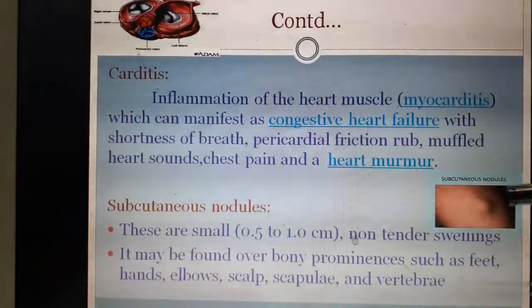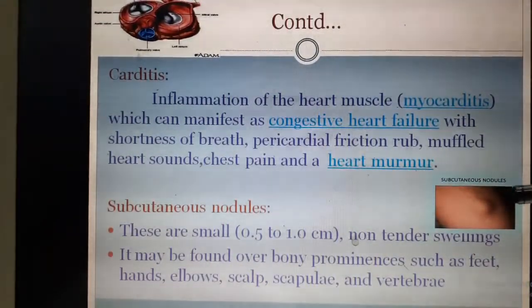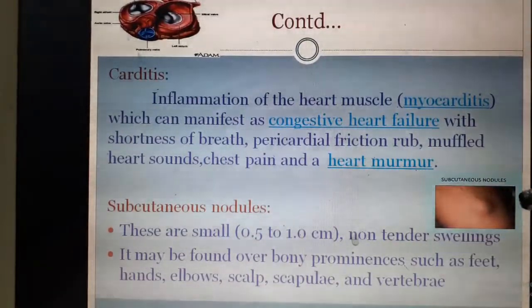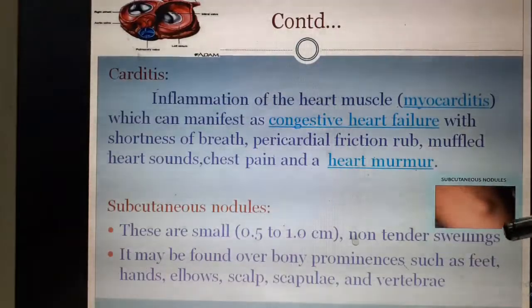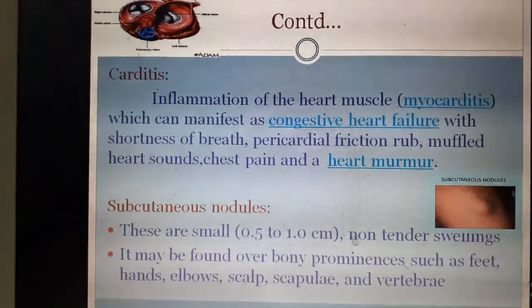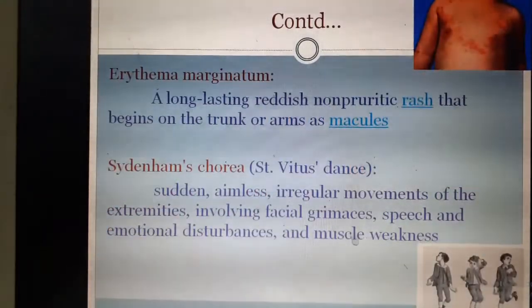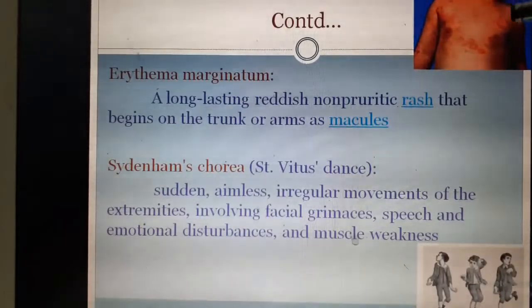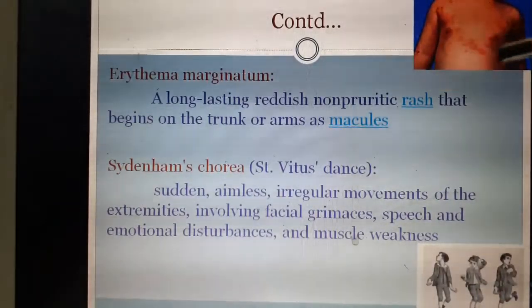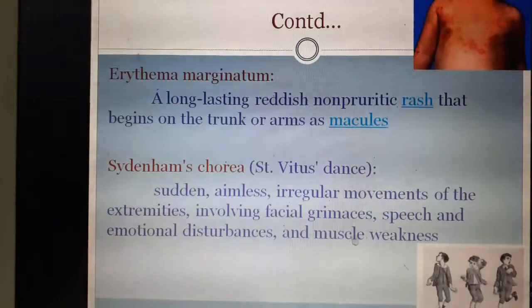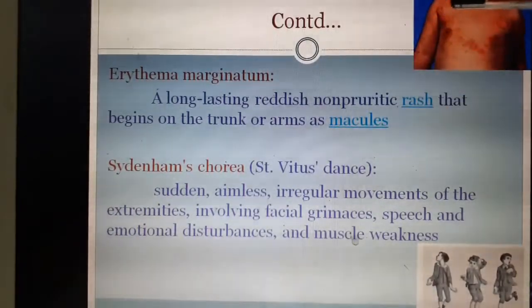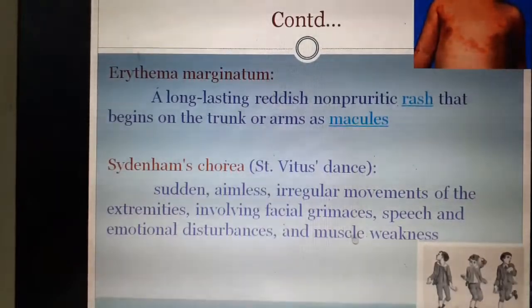As you can see, these are subcutaneous nodules, small non-tender swellings. They can be found over any of the bony prominences such as the feet, hands, elbow, scalp, scapulae and vertebra. Then the erythema marginatum, as you can see, is a reddish, non-pruritic rash. Non-pruritic means it doesn't cause itching. It begins on the trunk or arms as macules. You can see these reddish lesions.